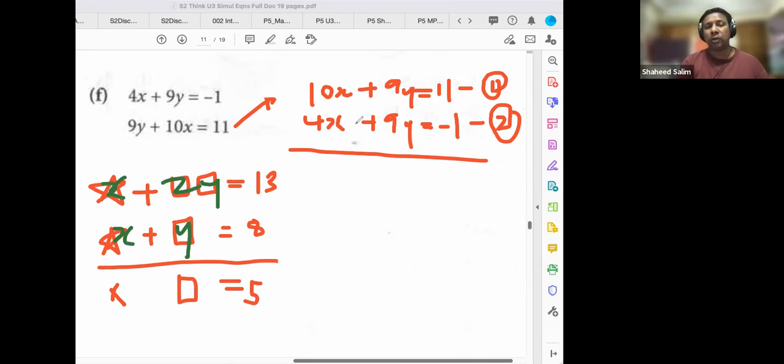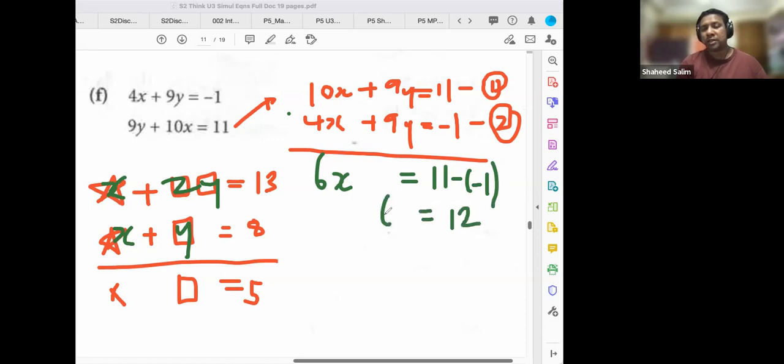Then I take top minus bottom. So now you try to minus now. 10x minus 4x, 6x. 9y minus 9y, no more y. 11 minus negative 1. You know, it becomes 11 plus 1 is 12. 6x is equals to 12. X is equals to 12 divided by 6, which is equals to 2.